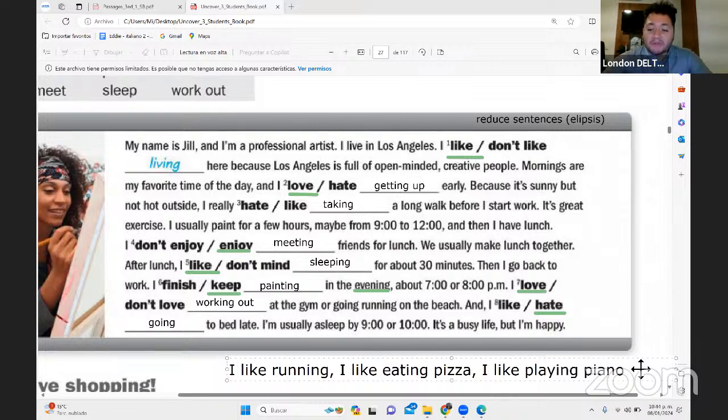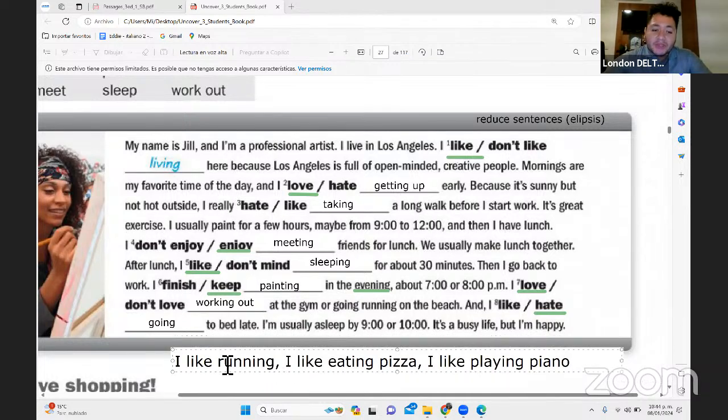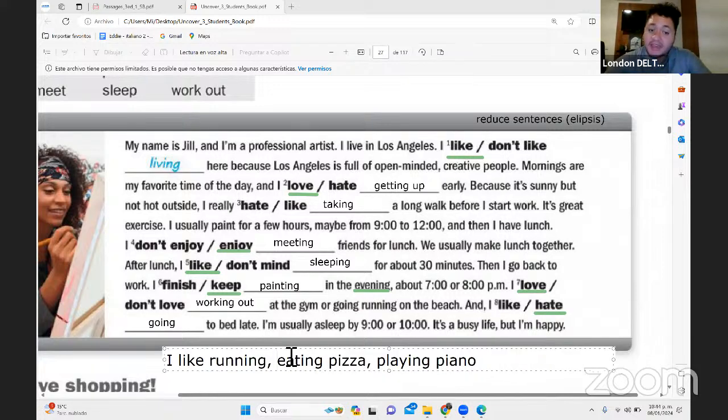So what's the problem with all these sentences? Bueno, que estamos repitiendo una y otra vez el I like, you see? I like, I like, I like. So it's not necessary. You can get rid of this. Simplemente así. So you're not redundant, para no ser redundante. So you say, I like running, eating pizza, playing piano. So you say the things in ing. You need to keep using the ing. Tienen que seguir utilizando ing.